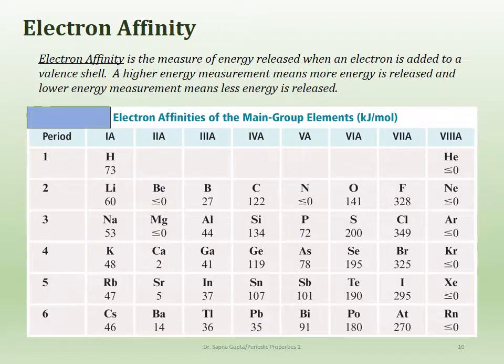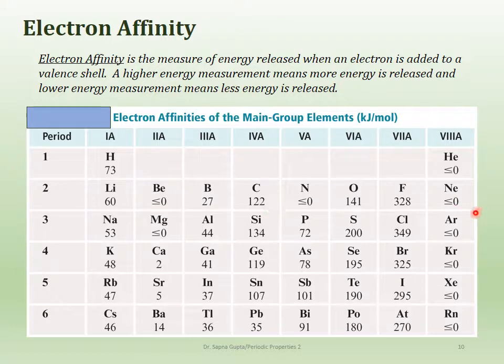Now let's look at the last trend, which is the electron affinity. Electron affinity is the measure of energy released when an electron is added to the valence shell of an atom. If more energy is released, the more stable an atom will get, or it is easier to add an electron if a high amount of energy is released.